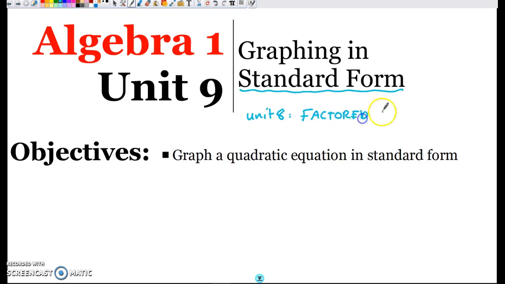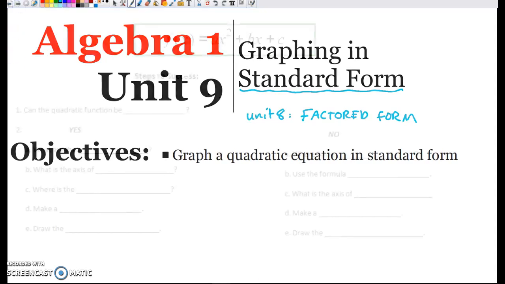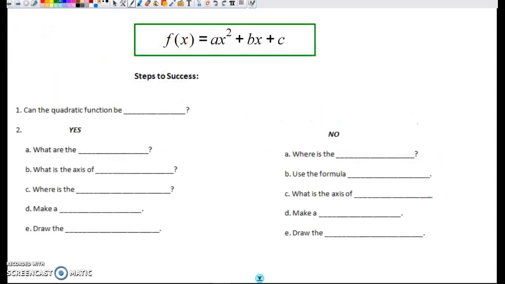It doesn't mean that we'll never use factored form again. It's that sometimes we're unable to factor something, and then now we need a different method of how to graph quadratic equations. So the steps to success. The first thing you need to check if you're given a quadratic function in this format, f of x equals a times x squared plus bx plus c.